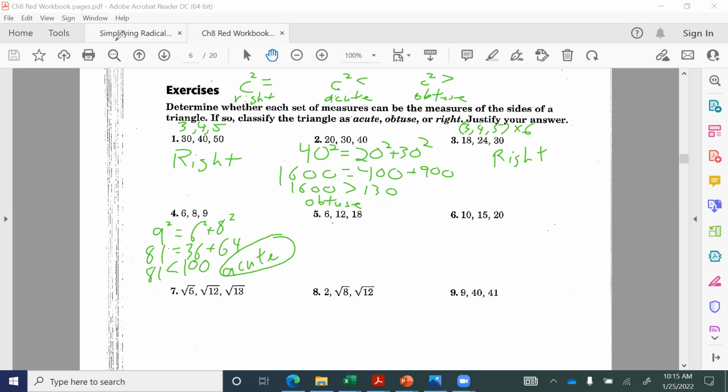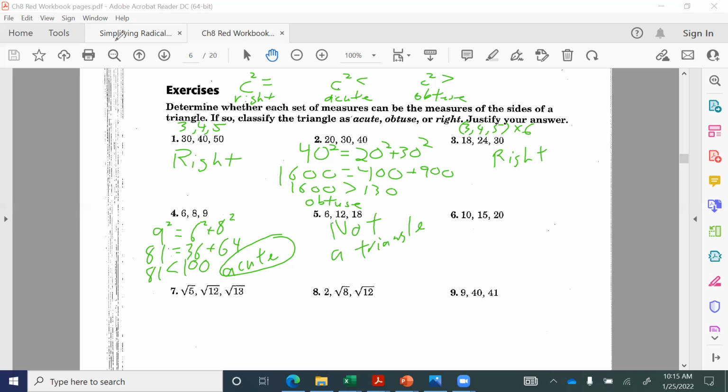All right. But now, let's say we forgot to do that on the next one. We would have done a whole lot of work for nothing. Because on the next one, 6 plus 12 is what? 18. And 18 is equal to 18. It's not greater than 18. So this one doesn't even make a triangle. So again, make sure you always check, because if you just plug them in, you get an answer, but it'd be the wrong answer if it didn't make a triangle. So be careful.